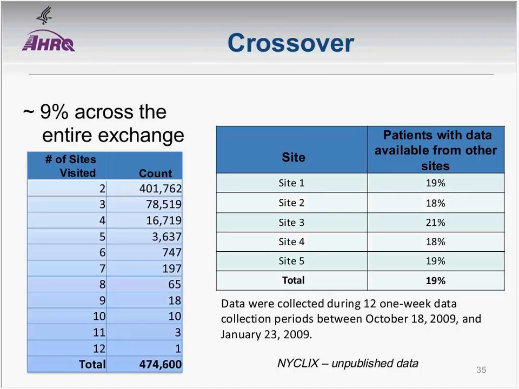And then this is another slide that I like to show, and this shows of the 12 sites that participated in NICLIX, the smaller HIE, how many patients visited 2 sites, 3 sites, 4 sites, and so on. And as you can see, there's one patient who actually managed to make it to all 12 sites that were participating in this HIE. And I'm going to show data from the larger HealthX HIE that's similar in a few moments.